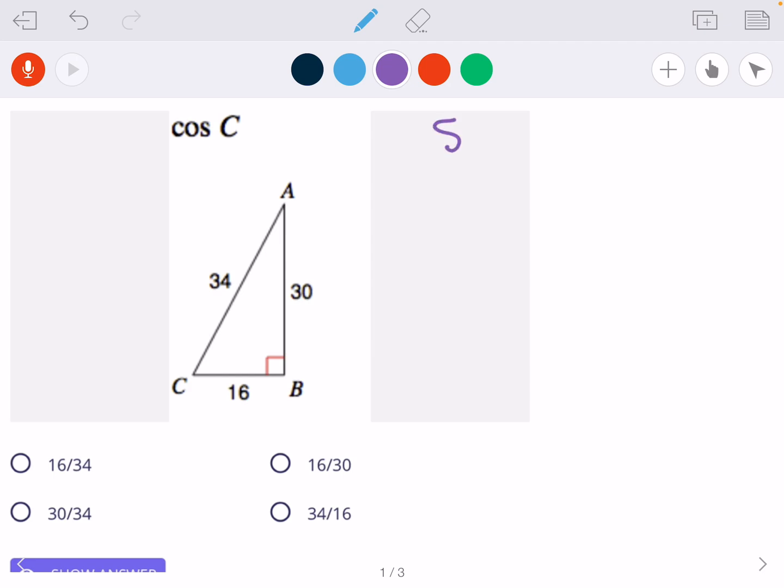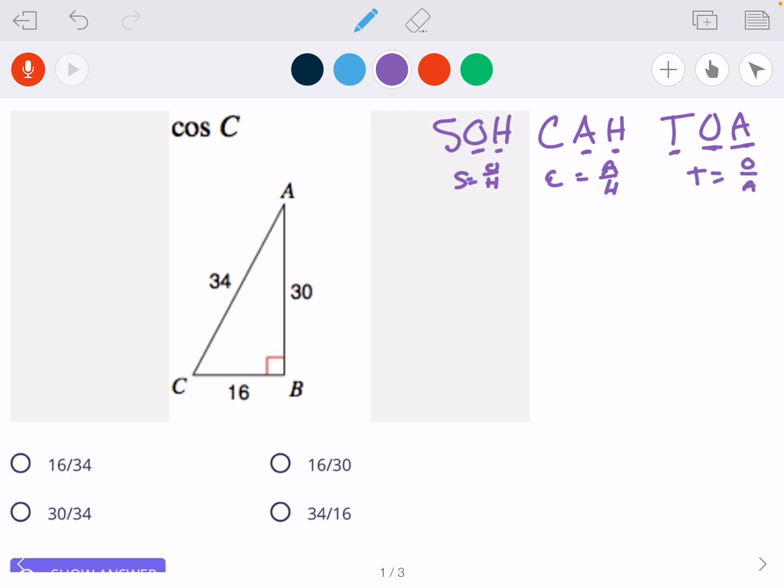So remember, we're talking about sine, which is opposite over hypotenuse, cosine, which is adjacent over hypotenuse, and tangent, which is opposite over adjacent. So ca, toa, that's suckatoe, get it? Anyway, SOHCAHTOA. So sine is O over H, cosine A over H, and tangent O over A. Then you see what your particular problem is asking.